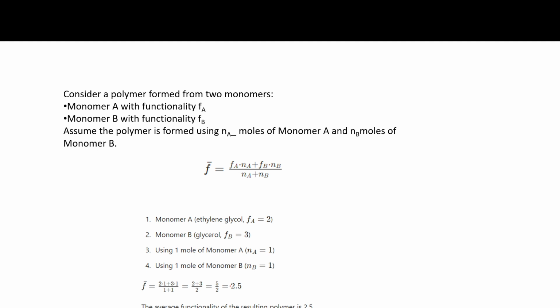In the next classes we are talking mainly about condensation polymerization. When we are doing condensation polymerization, there is involvement of some functional groups. Like if you want to make an amide, you have some amine group present and some acid group present. So that makes the amide bond.